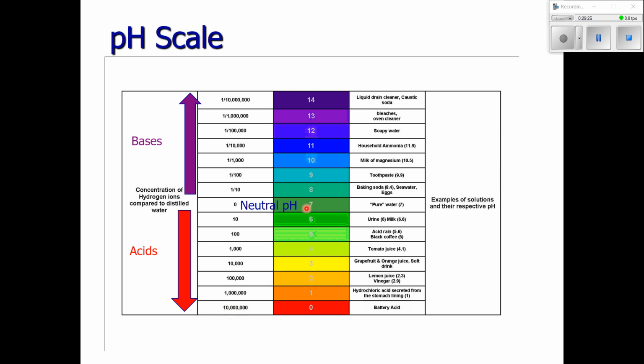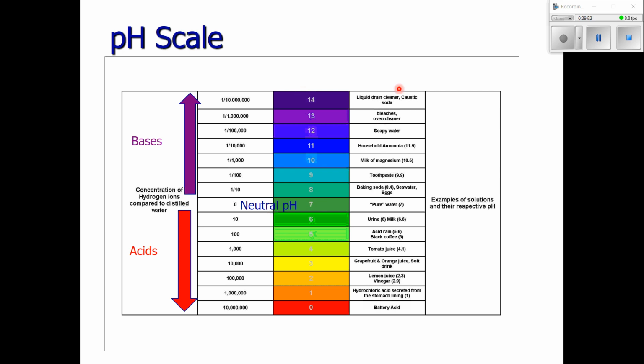On the other hand, if we go above pH of 7, 8, 9, 10, all the way to 14, anything above 7 is the opposite of an acid. It's called a base. The higher the pH, the stronger the base. So that's not hard to remember. I know the math, all that negative log stuff is kind of confusing, but really, you just got a few basic facts.